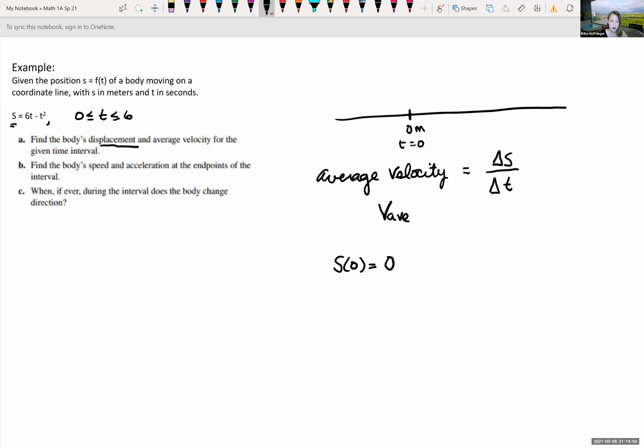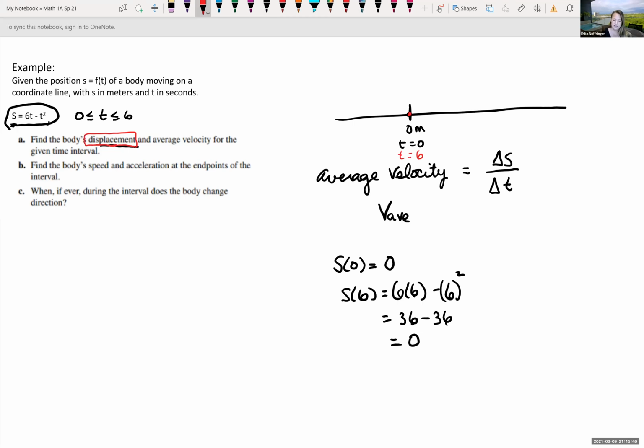And then we want to see where we are after 6 seconds. And so let's look at s of 6. Going in and plugging in 6, wherever we see a t here, we get 6 times 6 minus 6 quantity squared. And so this would give me 36 minus 36, which is also 0. So right here, my displacement is how far have I gone from the 0 position. Well, if I'm starting at 0 and I'm ending back at 0, I haven't displaced that thing at all. And so the displacement is 0.